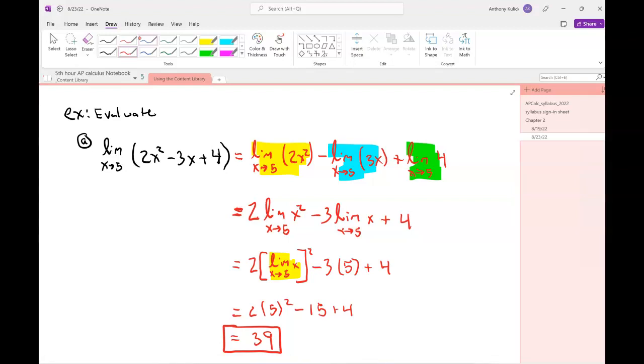Does anybody make an observation about what we really just did here? We didn't calculate. We just did calculus. That's what we did. 39. Does anybody notice anything about 39? What did we really just do? We just plugged 5 into the function. This is a property.